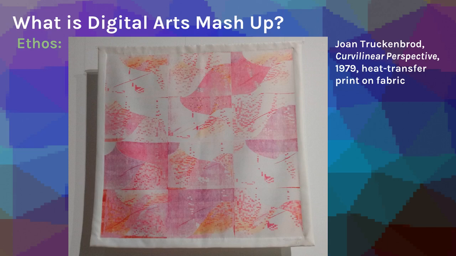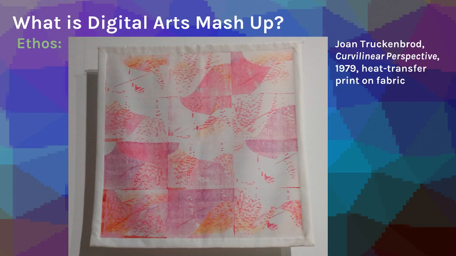One other illustration of this ethos that I found at the Whitney Museum in New York, it's hanging there right now, is this textile piece by new media artist Joan Truckenbrode called Curvilinear Perspective. She made it in 1979, and it really illustrates this sort of scrappy ethos of digital arts mashup. Because in order to make this textile, back in 1979, there weren't techniques for printing on textiles the way there are now. There weren't built-in hardware or software to do this sort of thing.